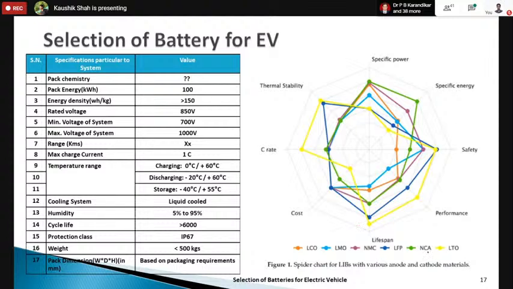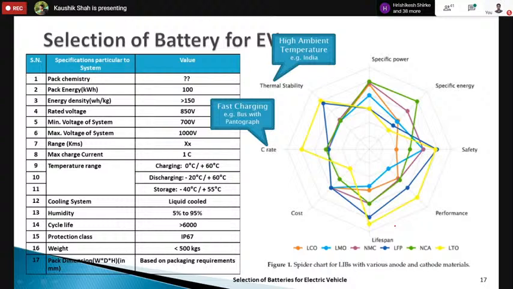Look at this LTO. Let's look at it now. The C rate gives you fast charging. It's pretty good. So the yellow line is LTO. LTO gives you more advantage on the C rate, wherein other chemistries hold almost at the same place. Then if you look at the thermal stability, the withstanding capacity in high ambient temperature, it is pretty good, like in the Indian context. And LTO and LFP are pretty good.